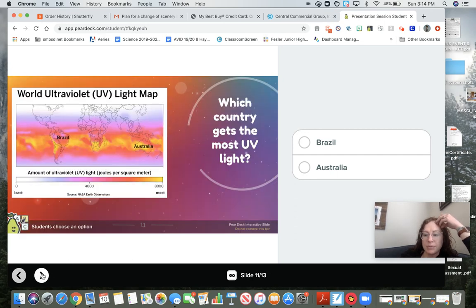Okay, so that was melanin. Now we're looking at the actual amount of UV light. So we know we get the sunlight, but there are certain places on the globe that get more of the UV light from the sun. So 0 would be like a white color. Pinkish is like a medium amount of UV light. And then yellow is the most UV light, just so you read. Okay, so which country?